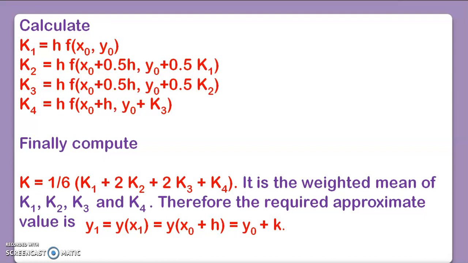Suppose we want to apply the same formula again, then we need to write k1, k2, k3, k4 again, but the suffixes of x and y will be 1. Again we compute k. From k we find y2, which means y(x2), that is y(x1 + h). That is going to be y1 + k. So we can use this formula again and again. It purely depends on our requirement.